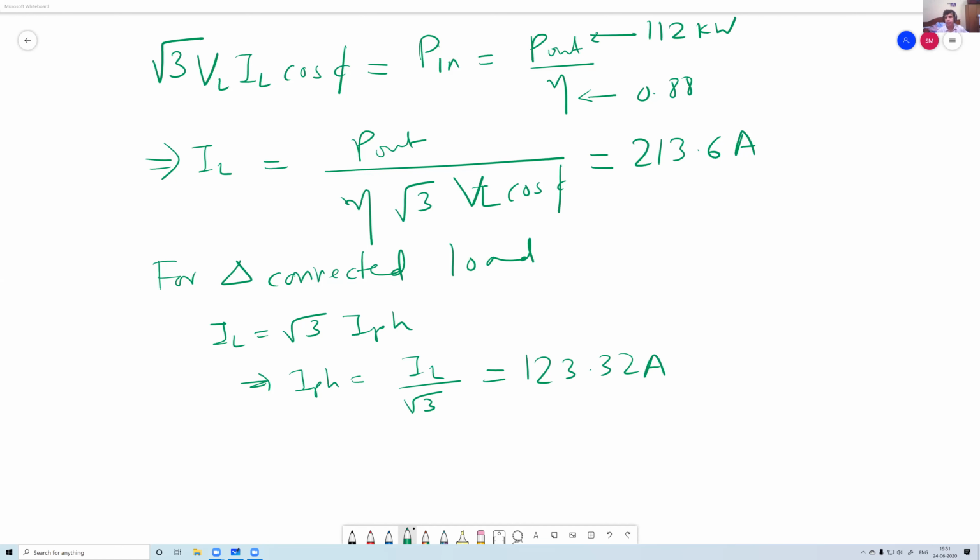Part B. So load current in load phase is calculated. What is the current in the source? What is the current in the source phase?